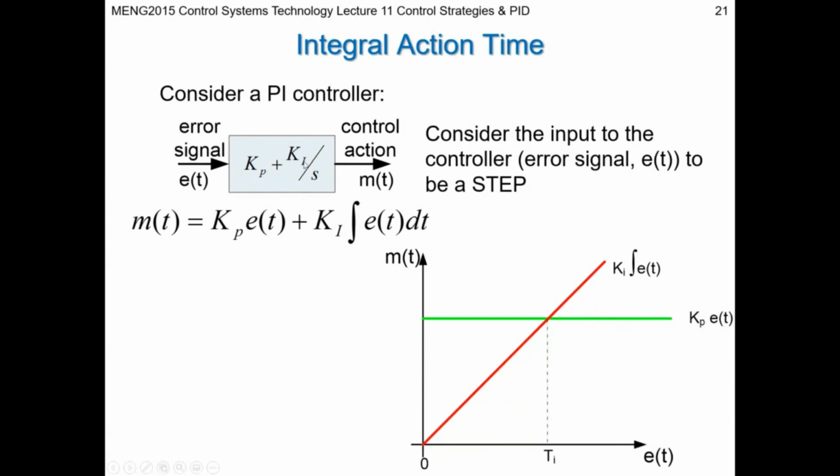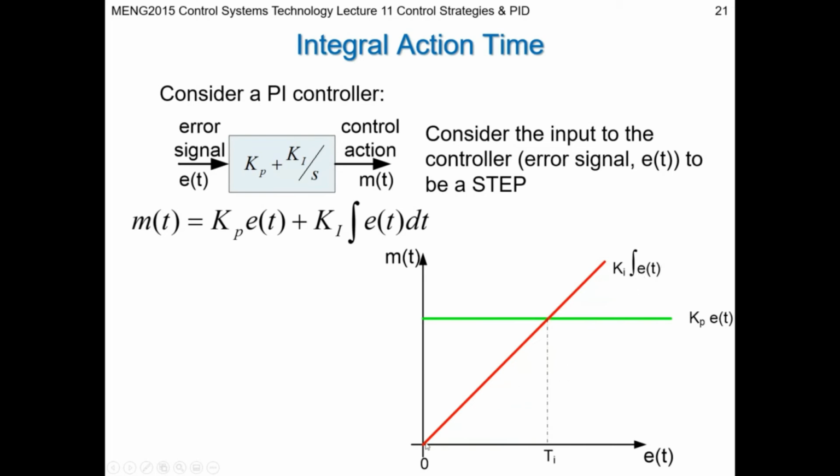But the Ki integral of E(t) dt part, that is going to start to add up over time. So the red line is the ramping up of our integral action over time. If you have a steady error, then the integral action is just going to gradually grow and grow and grow because it's adding up the error over time, right?